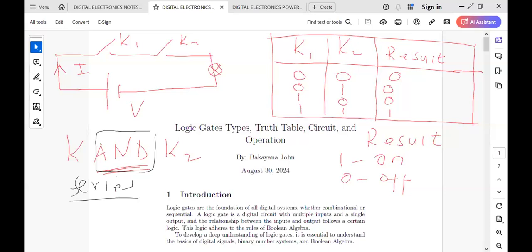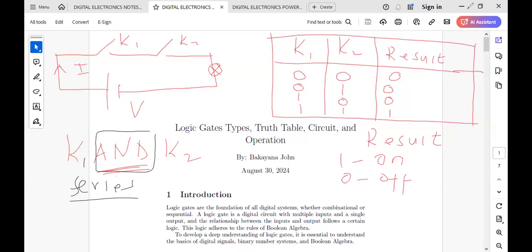So we arrive at this gate by the fact that the circuit is only true if K1 and K2 are both closed. And that's the origin of the AND gate. An AND gate is a combination of two gates, K1 and K2. But these two gates are arranged in series. Is that okay? Yes.